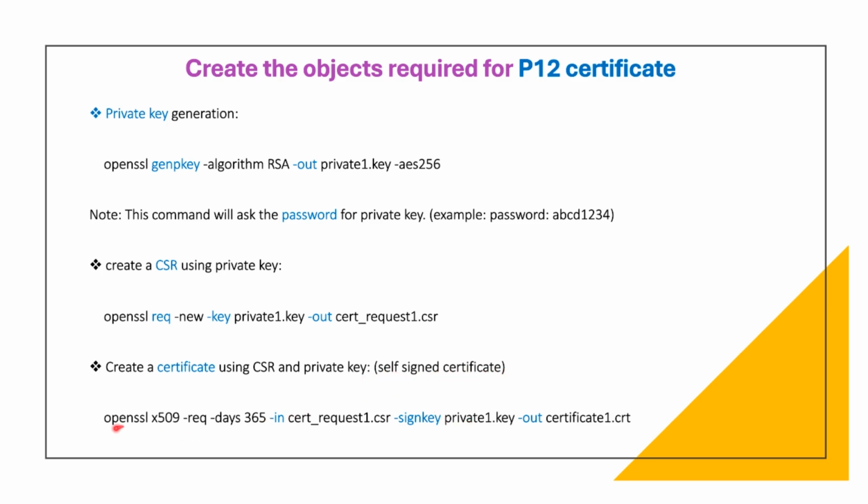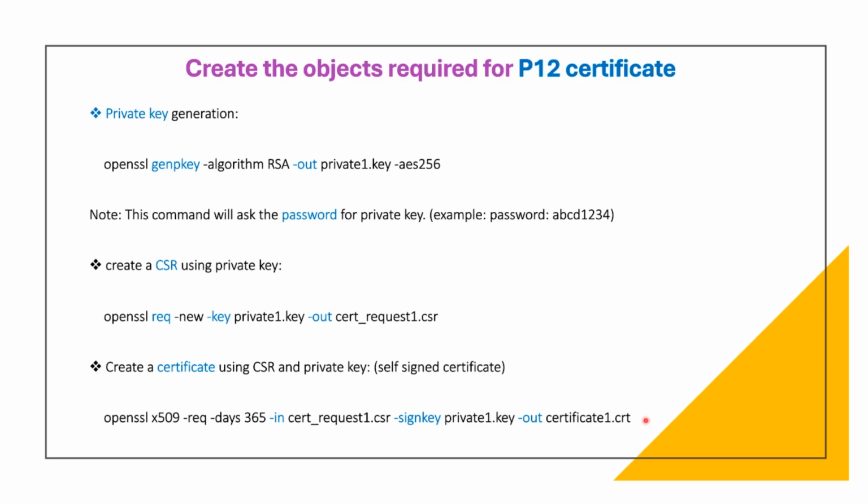Here is the command: openssl x509 -req -days 365, which is one year validity, -in, this is the input certificate signing request. Then we are signing with our own private key, private1.key. Then it will generate the certificate. This is the self-signed certificate. Now we have created all the 3 objects required for the P12 certificate.